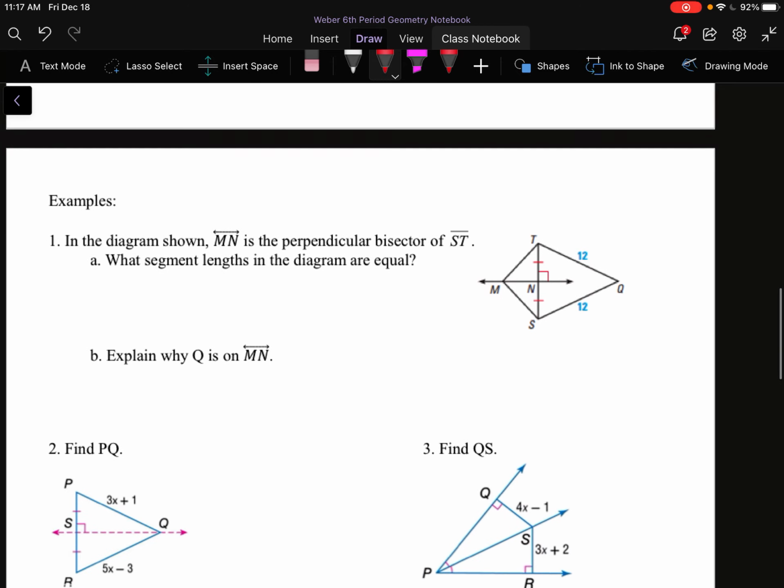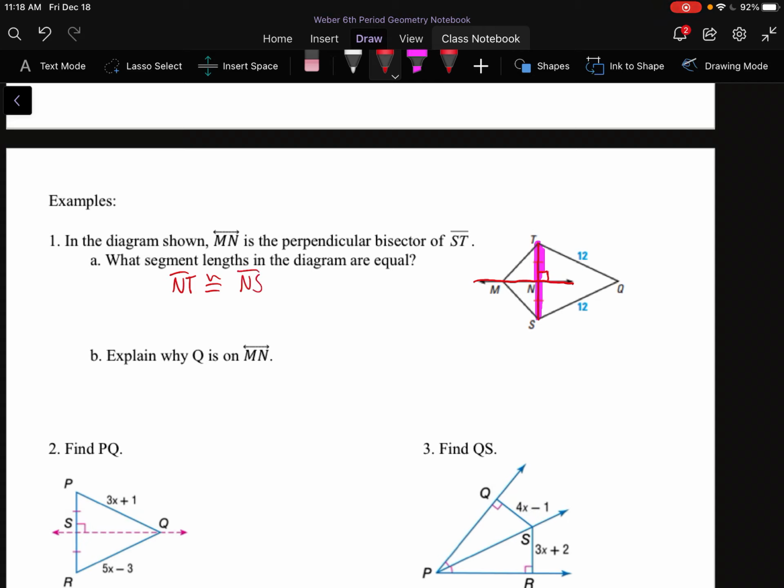Example 1: in the diagram shown, MN is the perpendicular bisector of ST. So here's MN. It's our perpendicular bisector of ST. Remember, it creates a right angle. Part A says, what segment lengths in the diagram are equal? Well, since we know that we have a perpendicular bisector here, we can conclude that this segment here, N to T, should be congruent to N to S. So let's write that down. Segment NT will be congruent to segment NS.